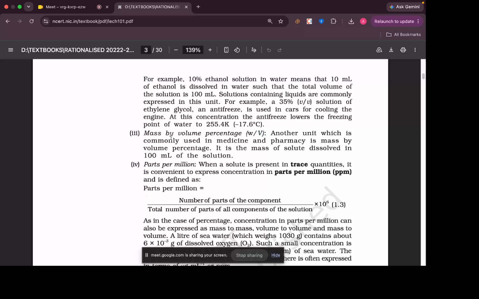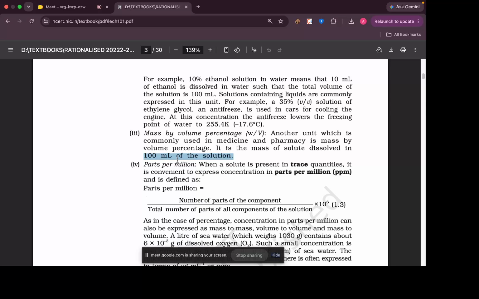Another unit which is commonly used, where is this used? In medicine, pharmacy: mass by volume percentage. It is the mass of solute dissolved in 100 ml of the solution. Whenever you go to the hospital, you see some solute, right? Some solid solute mass is dissolved into 100 ml of NS solution. NS solution means what? Salt solution is there.